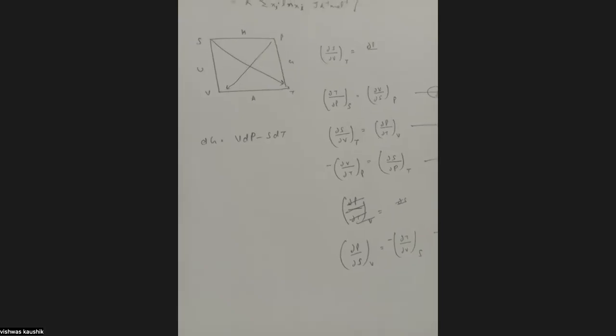And next, dH, dA, dU. How to derive these, any idea? Sir, these can be determined directly from the Maxwell relations. So dH will be equal to TdS plus VdP, dA will be equal to minus PdV minus SdT, and dU will be equal to TdS minus PdV.